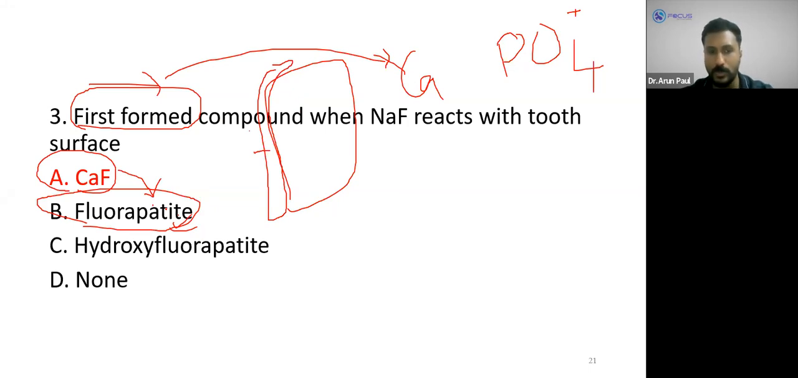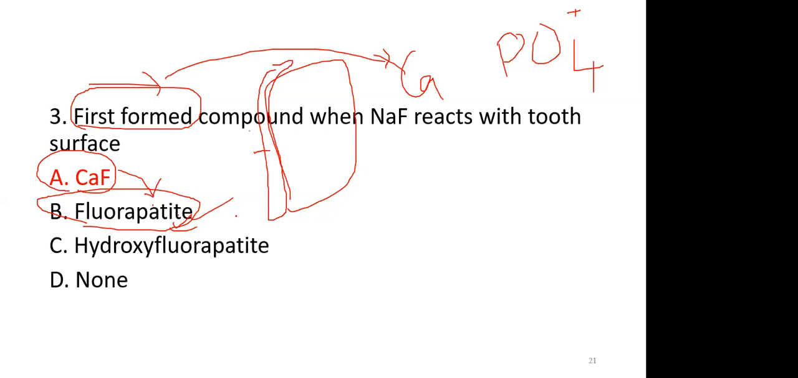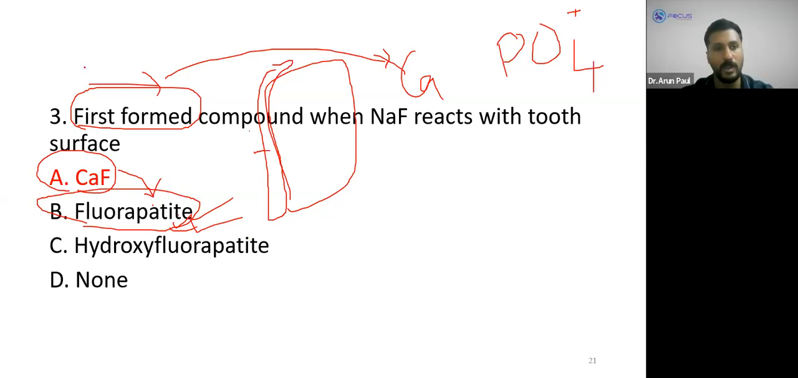The fluoride compound which is anti-caries in nature, which prevents enamel solubility, is fluorapatite. This fluorapatite is formed when fluoride first reacts with the calcium ions. These calcium ions form calcium fluoride. Then calcium fluoride reacts with the hydroxyapatite of the enamel, and finally fluorapatite is formed. So that is how the cycle goes.